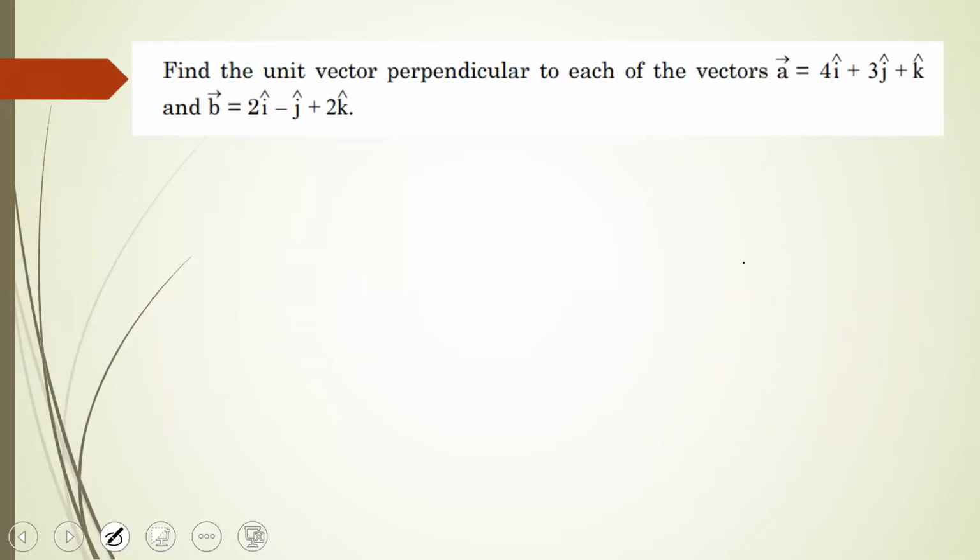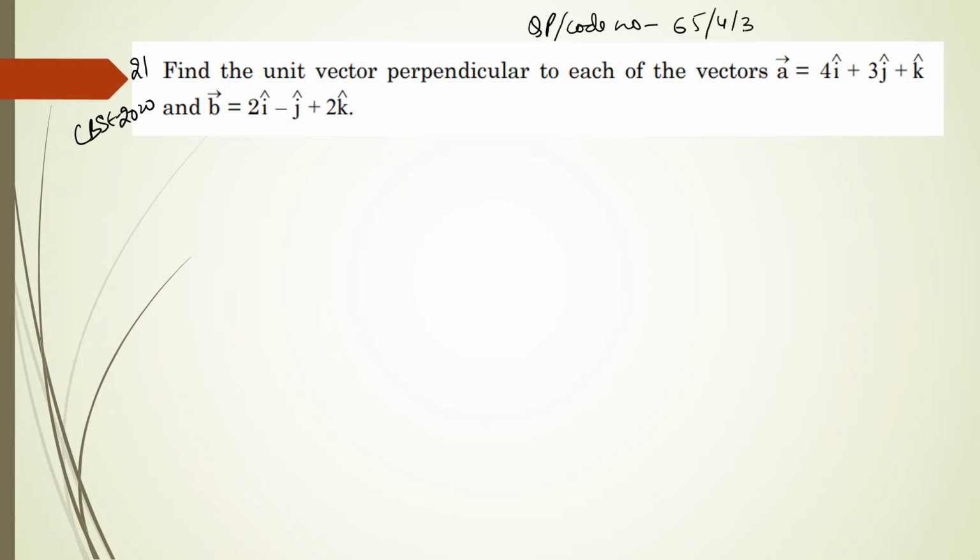Dear students, let's quickly discuss a few problems from class 12th previous year CBSE board question papers. As you can see, this question is from CBSE 2020, question number 21, question paper code number 65/4/3. What is written in the question? Find the unit vector perpendicular to each of the vectors.